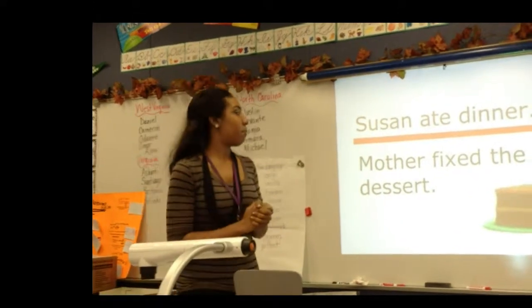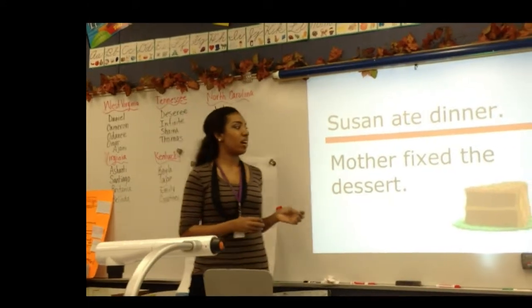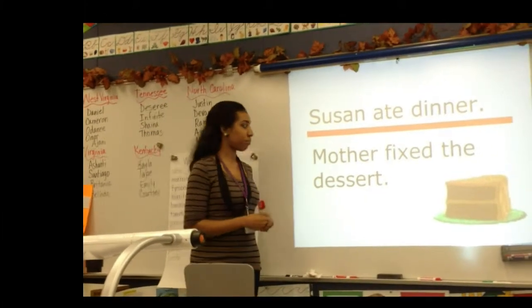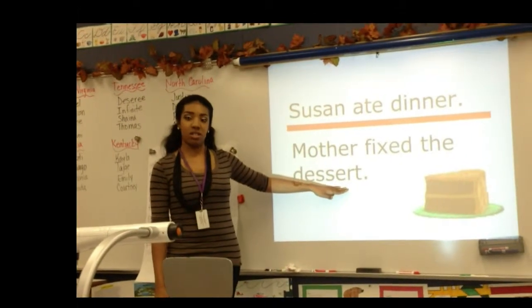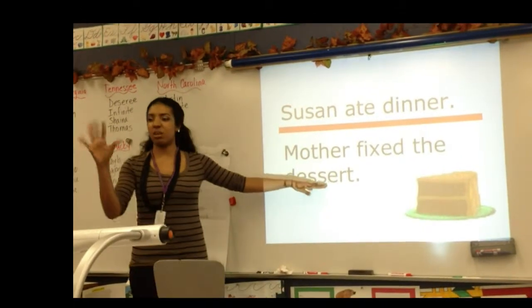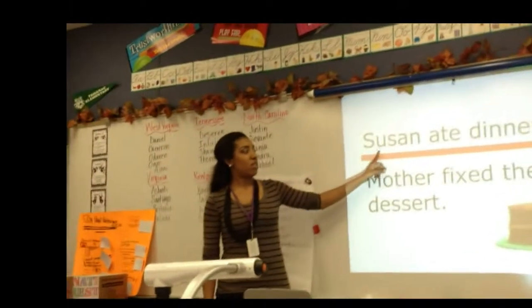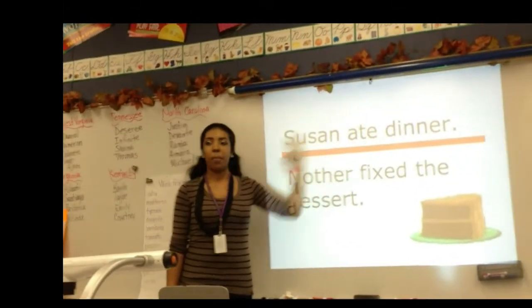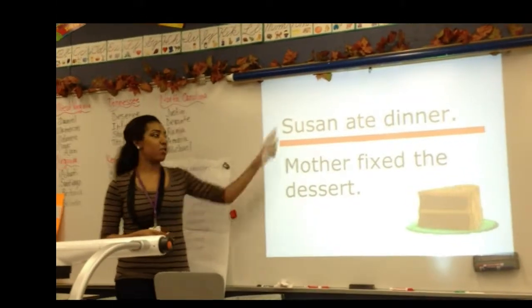So let's look at some examples of how we can use those conjunctions within a compound sentence, okay? So here are two simple sentences. Two complete sentences. Simple and complete sentences, okay? Two simple sentences. Sentence number one. Susan ate dinner. Is there a subject and a predicate within that sentence? In Susan ate dinner?